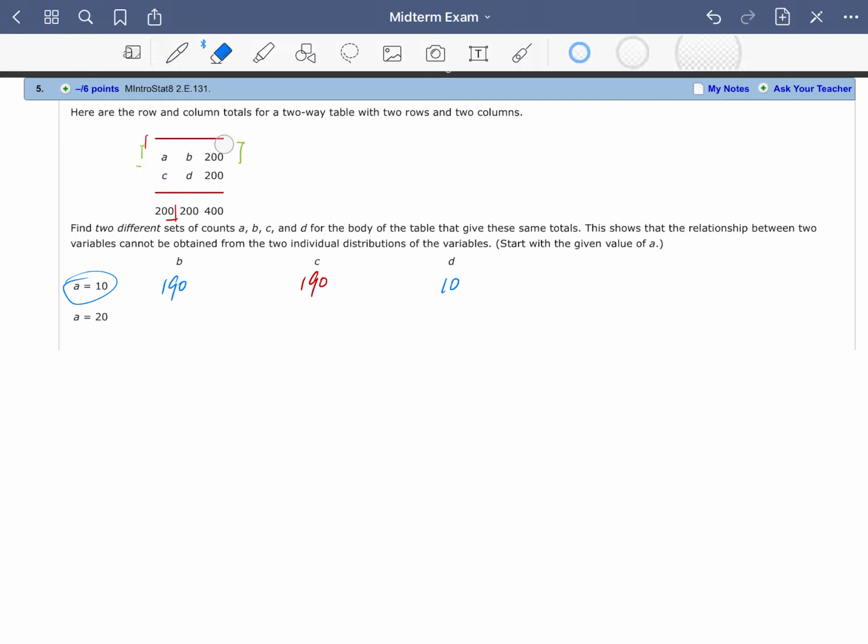Okay? So you do the same trick when A is 20. When A is 20, you put it here, then B should be 180. If B is 180, then to find C, C is also 180, right? Because in this direction, 20 plus C should equal 200. And the last one, if C is 180, then D should be 20. It's in that direction.